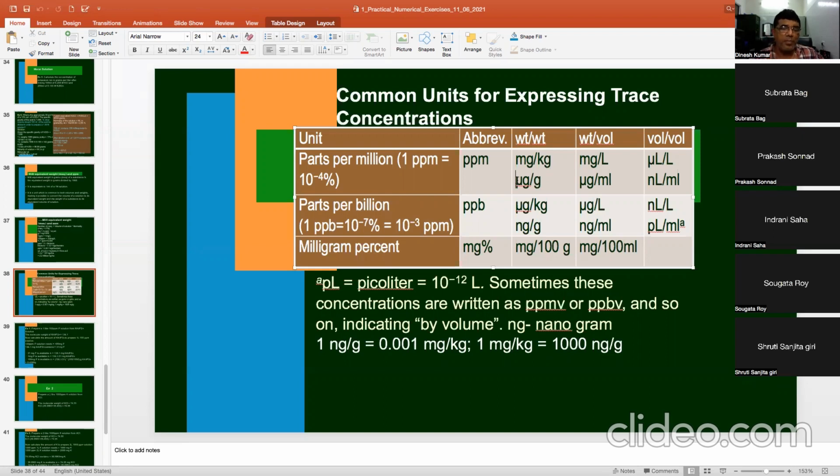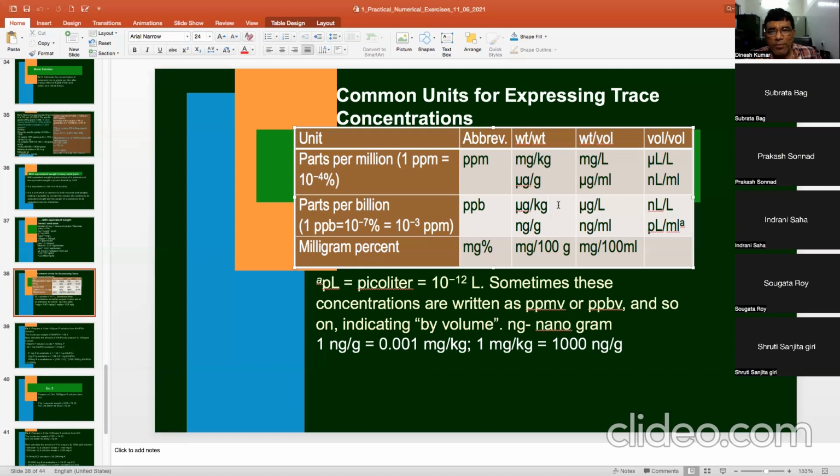Then comes parts per billion. It's still a smaller unit. So 1 ppb is equal to 10 to the power minus 7 percent, or 10 to the power minus 3 ppm. They are very, very important units, and sometimes you get numericals on conversion of units. Written by ppb, instead of milligram per kg, it means microgram per kg, which is equivalent to nanogram per gram. 10 microgram per kg is equal to 10 nanogram per gram.